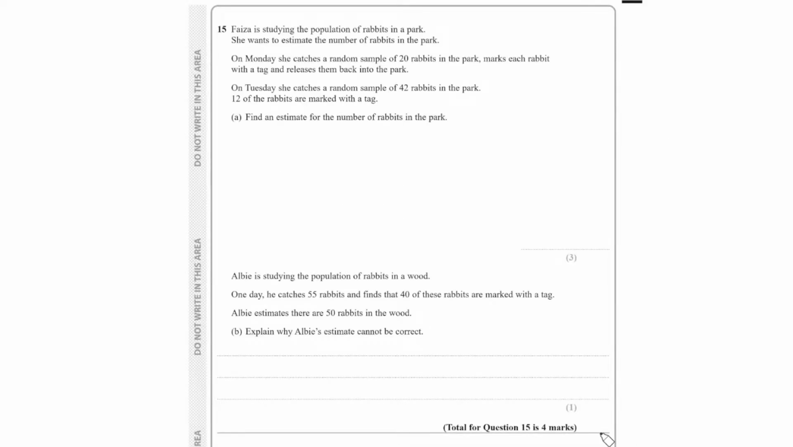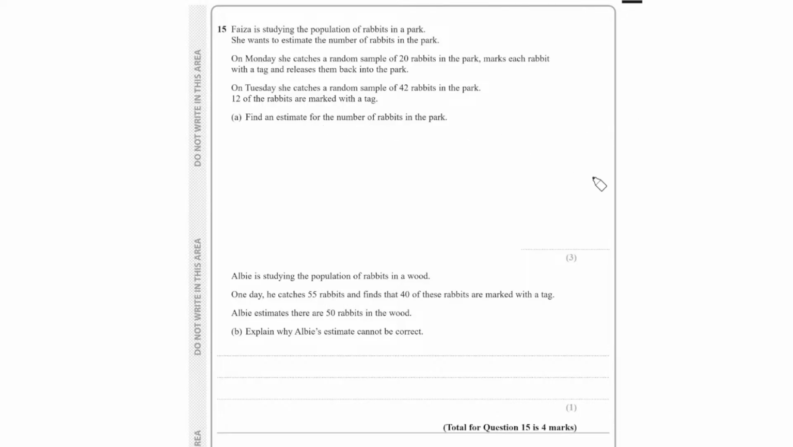This one is capture recapture, which is really nice if you know how to use the formula. Super easy. Easy marks. And actually 3 marks. I don't know why it's 3 marks, to be honest. Okay, so Faiza is studying the population of rabbits in a park. She wants to estimate the number of rabbits in the park. On Monday, she captures a random sample of 20 rabbits in the park and marks each rabbit with a tag and releases them back into the park. On Tuesday, she catches a random sample of 42 rabbits in the park. 12 of the rabbits are marked with a tag. Find an estimate for the number of rabbits in the park.